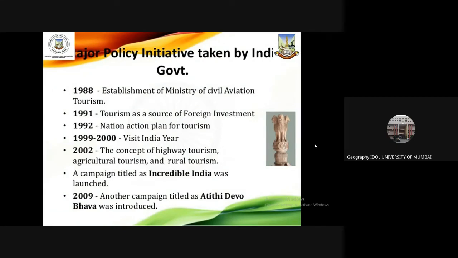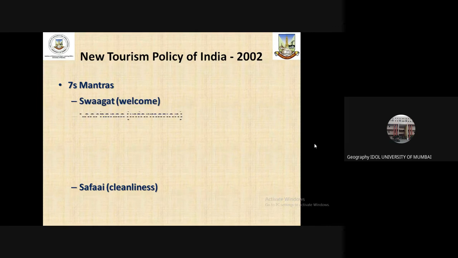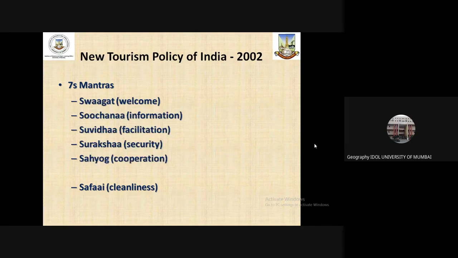Incredible India is the campaign which was started in India, and in the year 2009, another campaign titled Atithi Devo Bhava was introduced in order to attract a large number of foreign tourists to India. If we talk about the new tourism policy in India, there are seven mantras which have been given in order to develop the tourism sector in India, particularly international tourism.